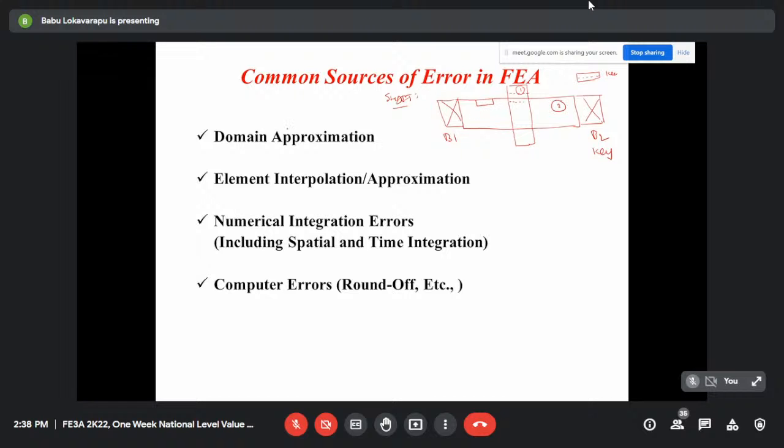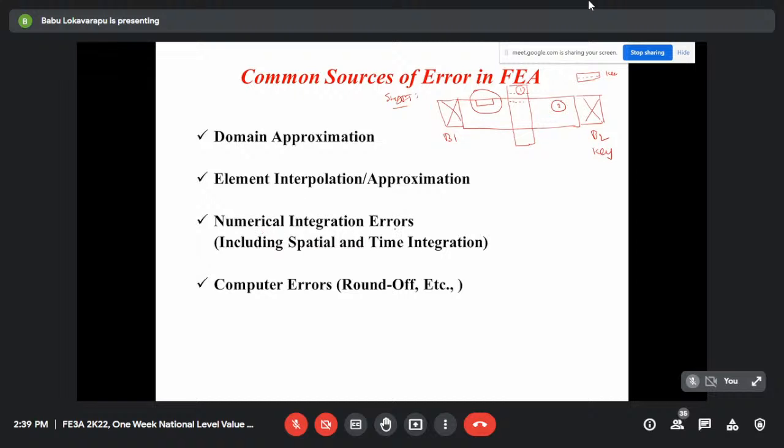So when you do the domain approximation, your meshing around this should be very fine and accurate. Then only can you predict results appropriately. These things are very important when you do the FE analysis of critical sections. Element interpolation approximation is also very important. You need to select the proper interpolation function. If you don't, you may not get your desired results.